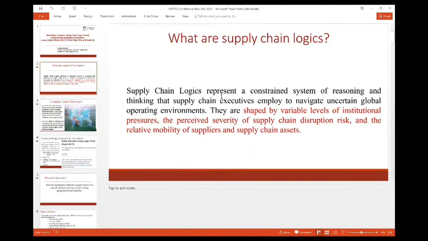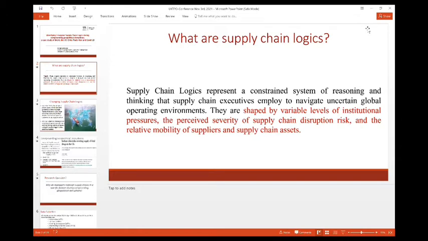One of the things that we were looking at in this study, it was between myself and some researchers at Cranfield University, as well as North Carolina in the US, was trying to understand what is the logic behind supply chain designs? Why do companies design supply chains in a particular way? And we came up with this definition of supply chain logics, representing what we call a constrained system of reasoning and thinking that supply chain executives employ to navigate an uncertain global operating environment.